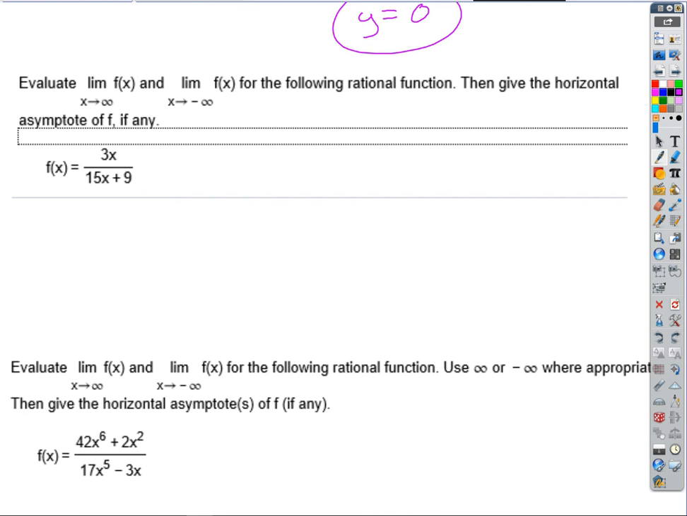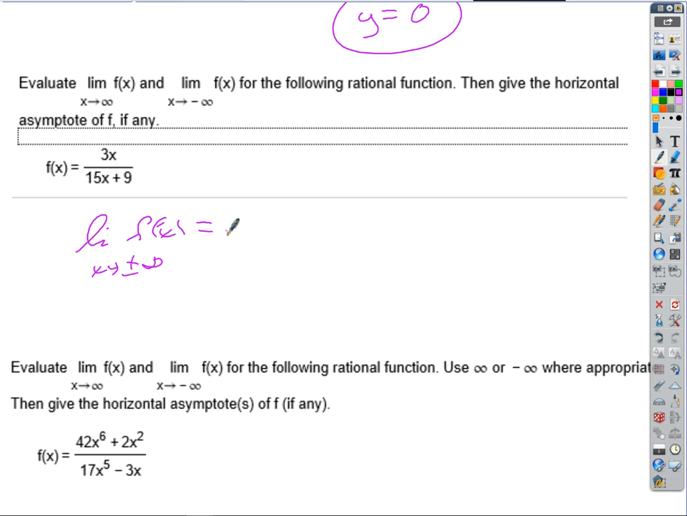How about down here? Evaluate the limit of f of x as x approaches infinity and negative infinity. If this is f of x, well, the limit of f of x as x approaches plus or minus infinity is what?